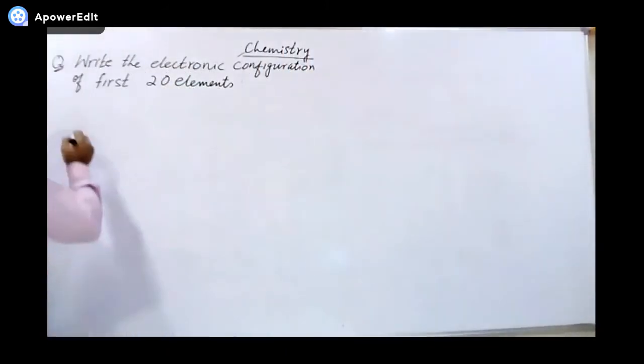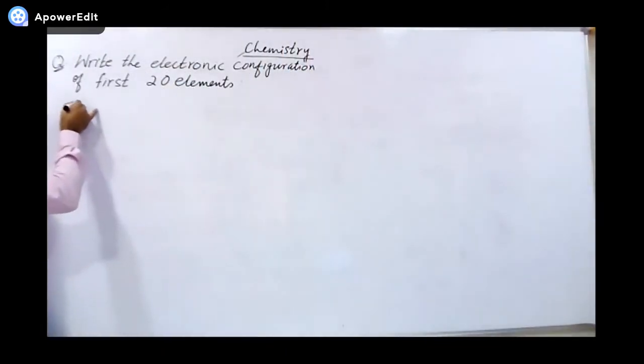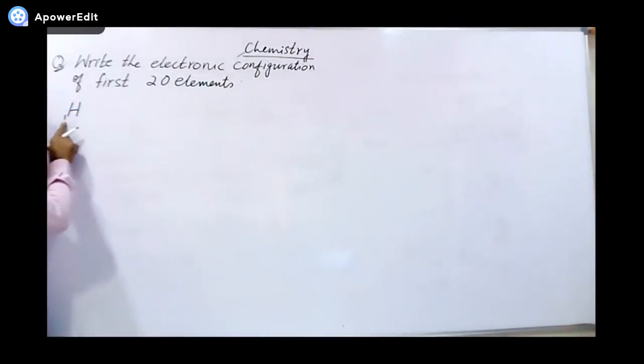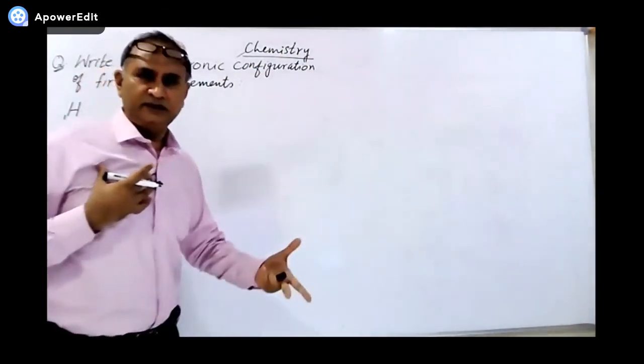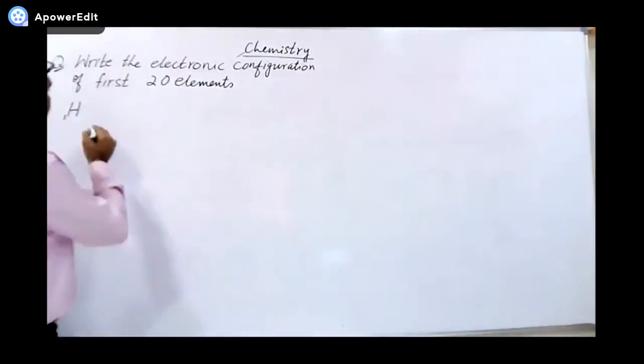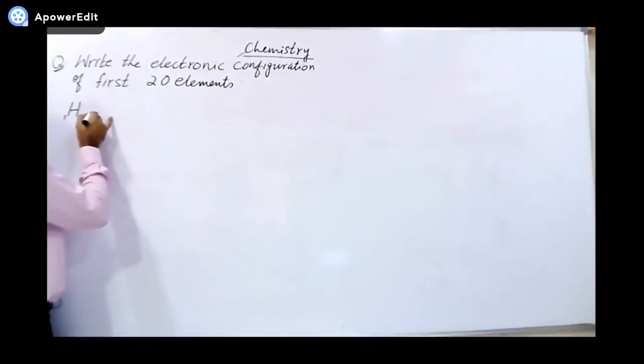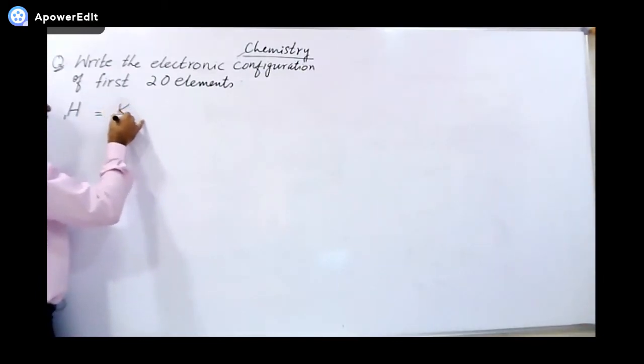So which is the first element? Hydrogen. 1. I'll keep the things simpler. 1 means it has 1 electron. Okay? It has 1 electron. So 1 electron will go in the very first shell.